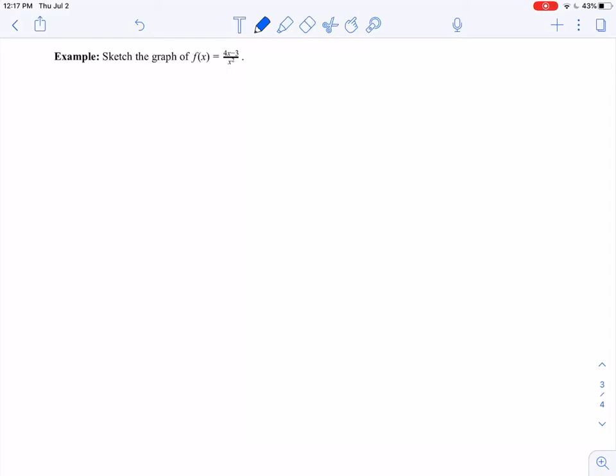In this last example, we're going to go through everything that we know from this chapter 4 of calculus. So I want to sketch the graph of f of x equals (4x minus 3) divided by x squared.